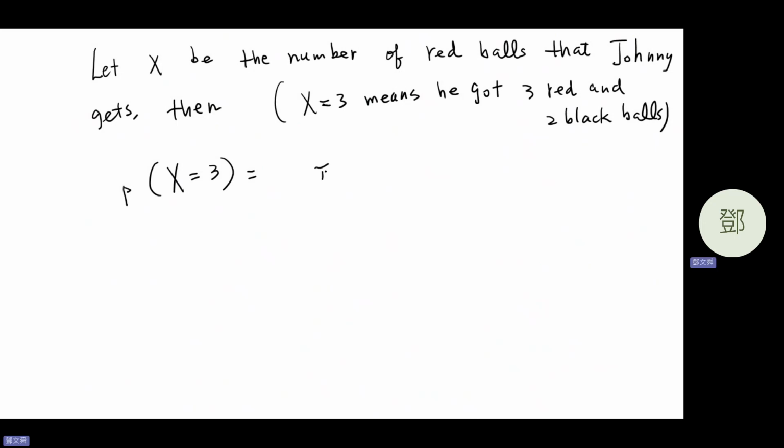So, what is the probability that he gets 3 red balls? When he draws the first ball, the probability of getting a red is 4/7, 4/7, 4/7, then 3/7, 3/7. All right? So that's the probability of getting 3 red balls and 2 black balls, right?